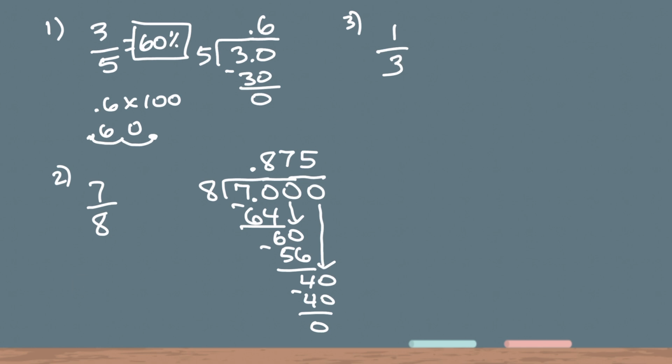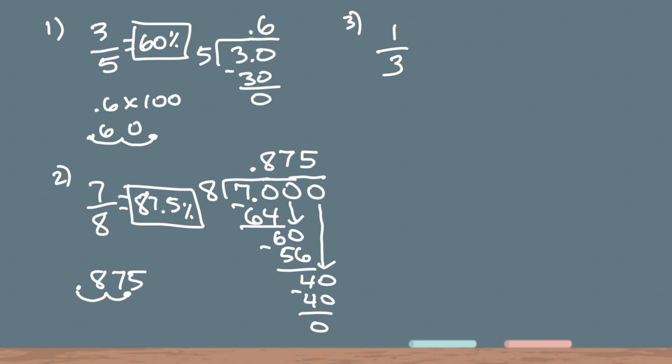And now we're going to convert that to a percentage. Okay, we're going to move the decimal place 1 and 2 places to the right. So that's where your new decimal place is going to go. So it's 87.5. Okay, our answer to our second problem is going to be 87.5%.